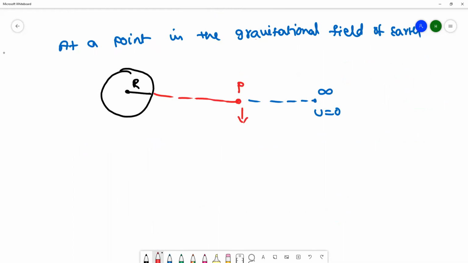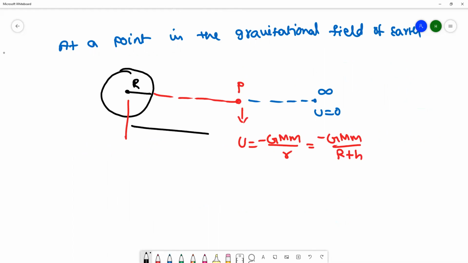At the point P, U is equal to minus GMm by R. Smaller r I'm going to consider with the height, so minus G into M divided by R plus H. This point is at a distance of R, normally kept at a distance of R. This is the mass M. At the center, the potential energy U is equal to minus 3 by 2 into G into M divided by R.